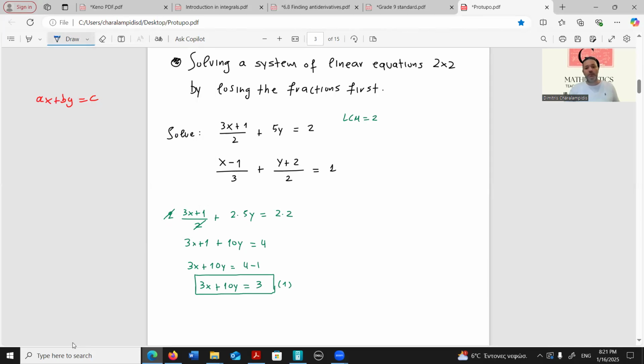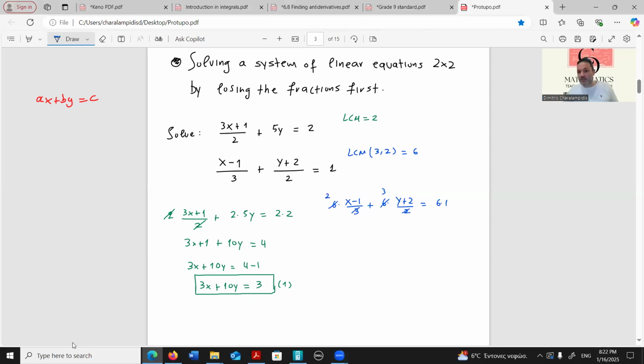On the second one, I'm going to use the blue one for that. The LCM of 3 and 2 is 6. So in order to get rid of both denominators, I should multiply each of this equation's terms by 6. So it's going to be 6 multiplied by (x minus 1)/3 plus 6 multiplied by (y plus 2)/2 equals 6 times 1. 6 over 3 is simplified into a 2. 6 over 2 is simplified into a 3.